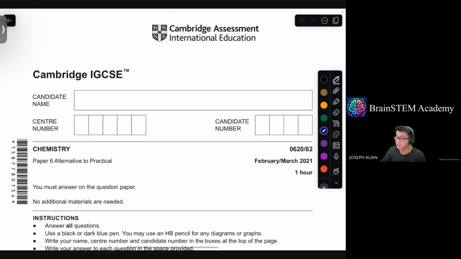This is Cambridge IGCSE, paper 6, alternative to practical for chemistry from February-March 2021.